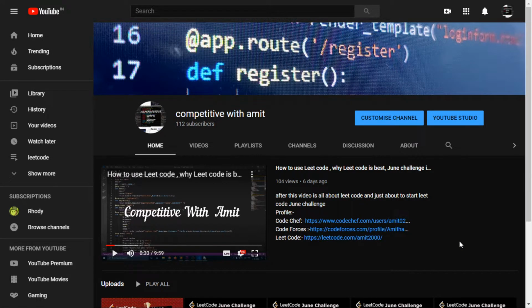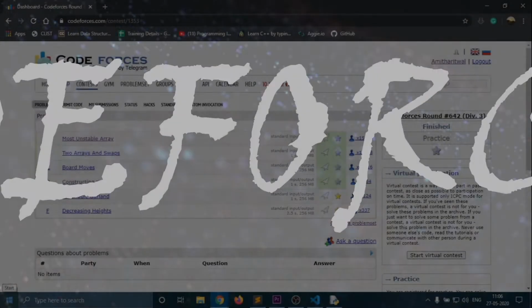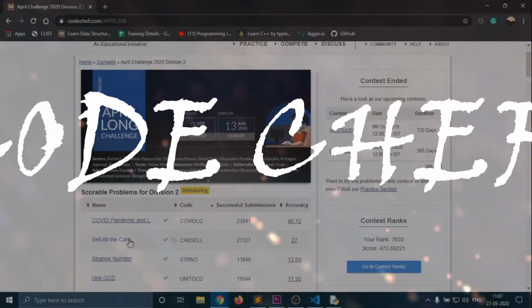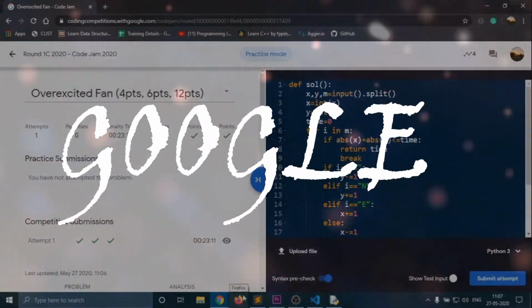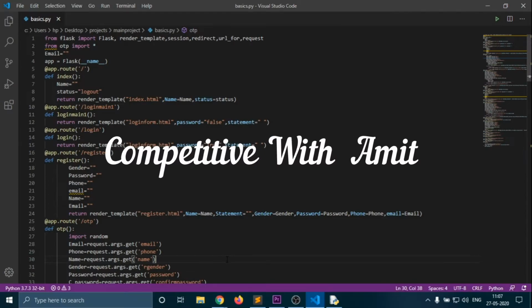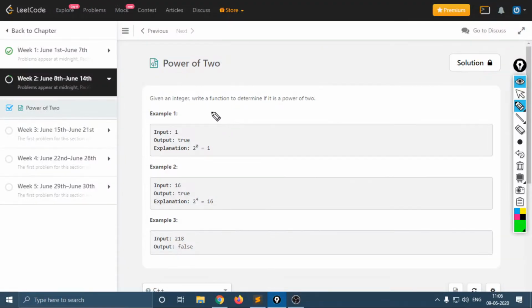Today we will solve the 8th question of June challenge of LeetCode. So the question is power of 2. What we have to do is we have to find out the number which is given.